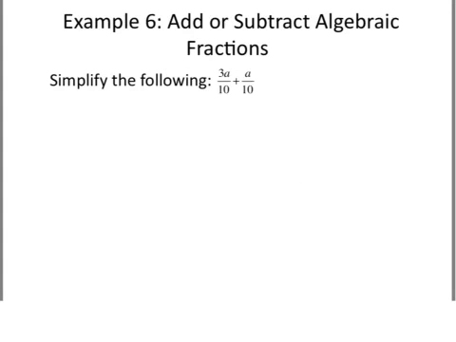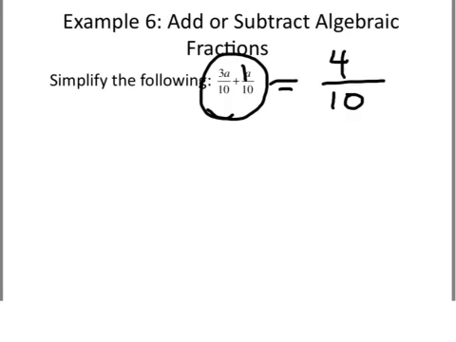Our final example, example 6, we're thinking about adding or subtracting algebraic fractions, and it works actually the same exact way as when we add and subtract regular fractions. We do need a common denominator, as we have here, as every one of our examples today have had. So we know our denominator will be 10, and what happens when we add 3a plus, this is really just 1a. If I add 3a's plus 1 more a, I get 4a's.